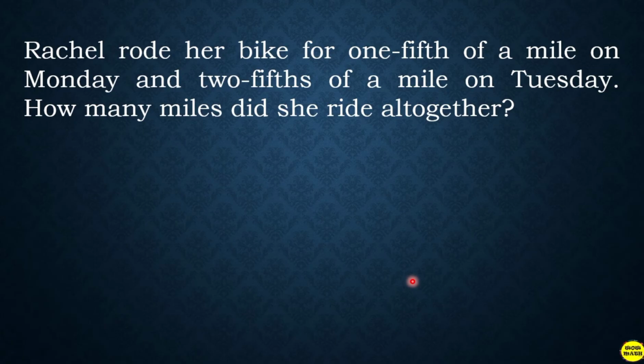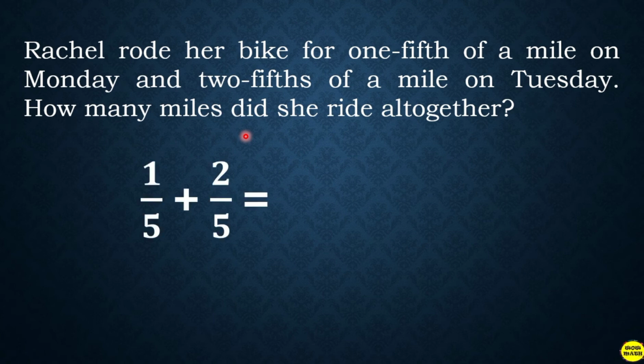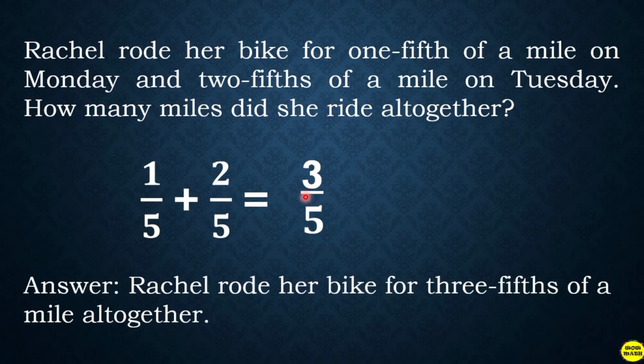Ang tanong, since meron tayong word dito na altogether, this means that you have to add. Okay? So, we will add 1/5 plus 2/5. So, kunin mo yung mga data nyo, yung mga given, 1/5 plus 2/5. So, i-add natin. These are similar fractions. So, 1 plus 2, that is 3 over 5. So, therefore, Rachel rode her bike for 3/5 of a mile altogether.